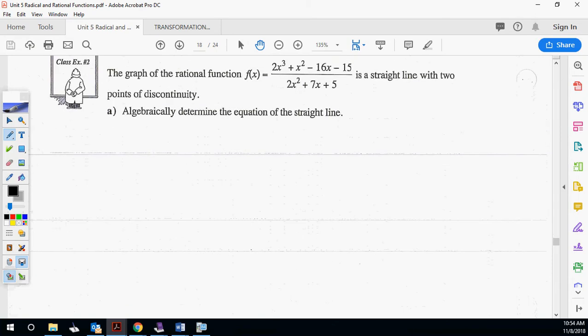Okay, so the graph of the rational function is a straight line with 2 points of discontinuity, so it tells you what to expect. So if it's a straight line, what does that mean to us? Two things are going to cancel. Another reason, okay, hold on. I need to slow down. Why is that a straight line, just looking at it? Can you tell?